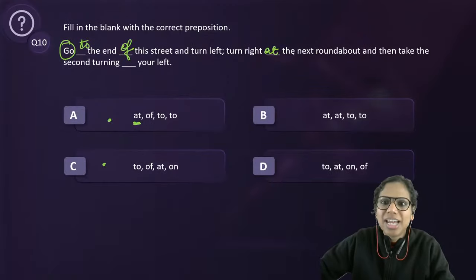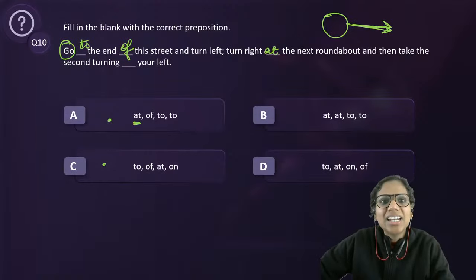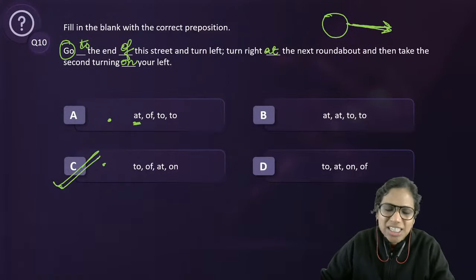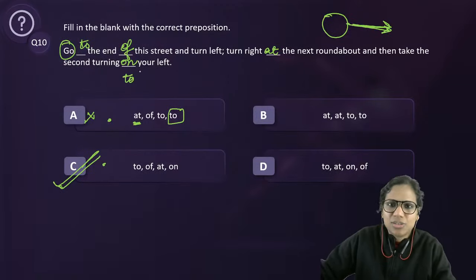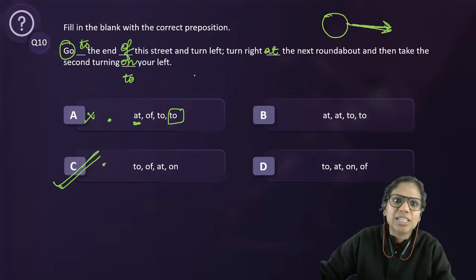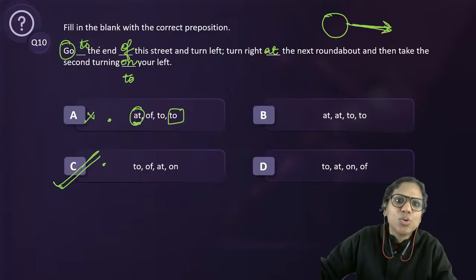Okay. Turn right at, so when you come to the next roundabout, turn right. Okay. And then take the second turning on your left. So the answer is going to be C and not A. Go to the end of this street. Okay, now some of you must be wondering why not, let's say, to your left. Even to is correct here. So in the fourth blank, both are correct. On your left, to your left, both are fine, right? However, this at is not fine here. Go at the end.